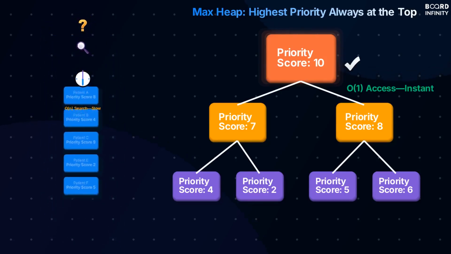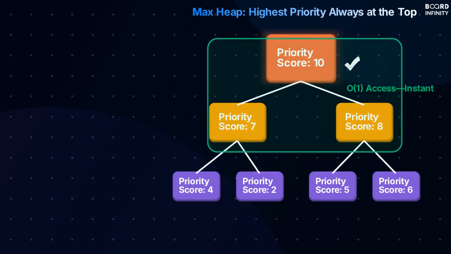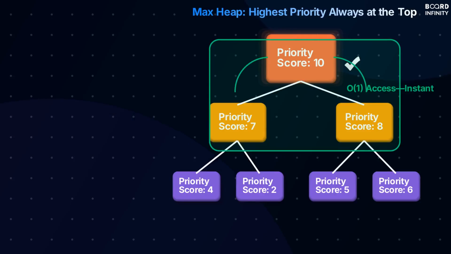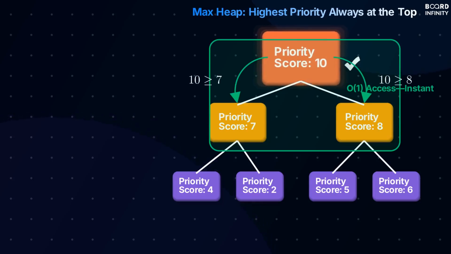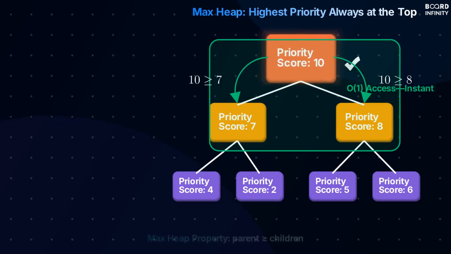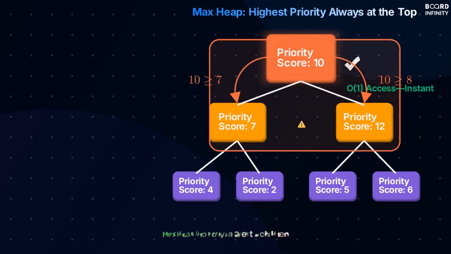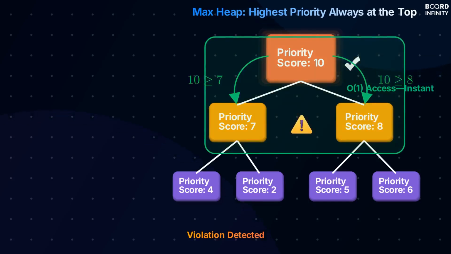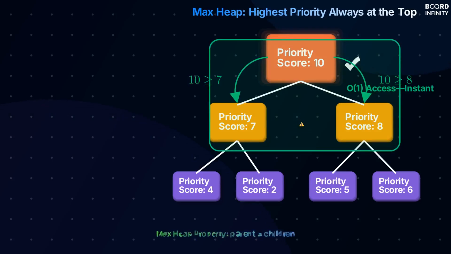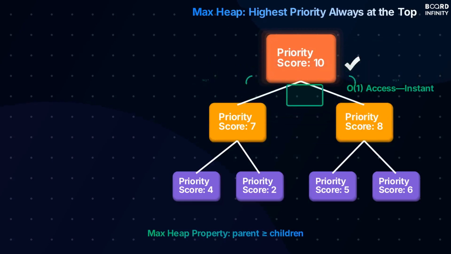To achieve this efficiency, heaps follow a strict rule called the max heap property. It states that every parent node must have a priority value greater than or equal to its children. This property ensures that the highest priority item is always guaranteed to be at the very top without needing a full sort. If this property is violated, for instance, if a child's priority becomes 12, which is higher than its parent's 10, the heap is no longer valid. This is an immediate red flag, as the highest priority guarantee is broken. Heaps have mechanisms to quickly restore this property, ensuring data integrity and correct prioritization.